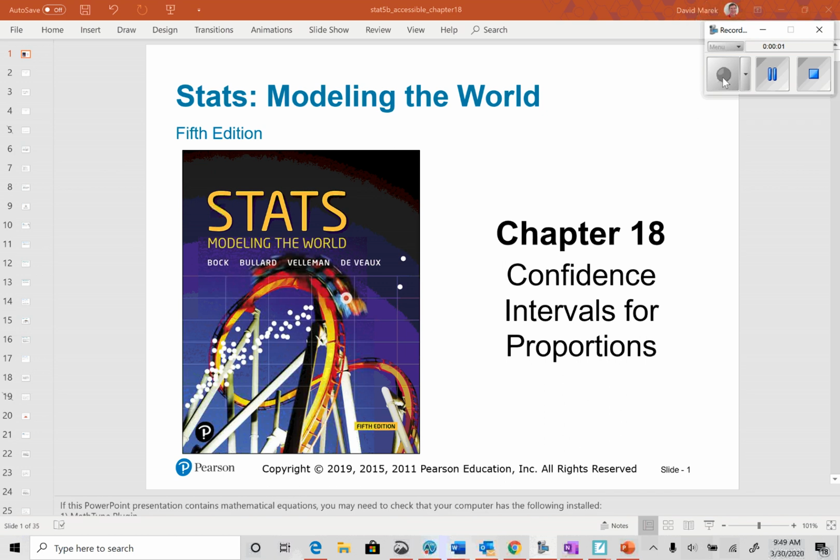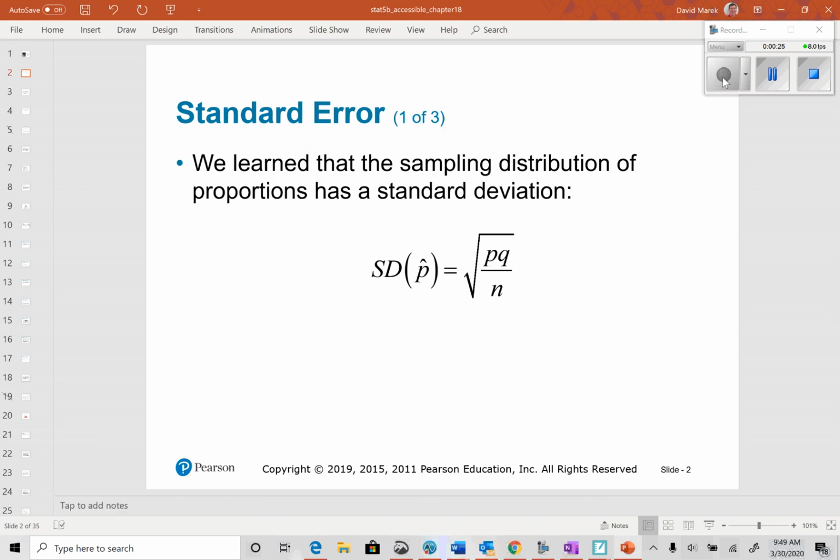Okay, let's take a look at chapter 18, confidence intervals for proportions. There's going to be one tricky little calculation, so yes, calculators should be handy, and then a couple of really simple arithmetic calculations to get this done. So here we go. Standard error. We'll get there in a moment.